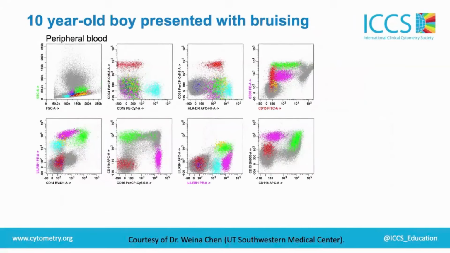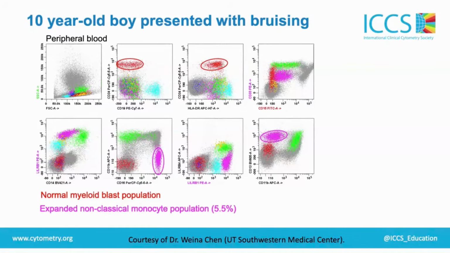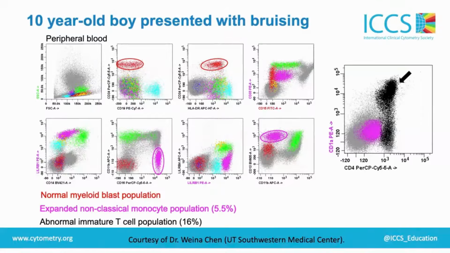This is a 10-year-old boy presenting with thrombocytopenia and bruising. Flow cytometry showed a normal myeloid blast population. There is also an expanded non-classical monocyte population comprising 5.5% of the white cells, with expression of CD16, CD13, and decreased CD14. Most importantly, there is an abnormal T lymphoblastic population, representing 16% of the white cells, with expression of CD4 and CD1A. The patient was diagnosed with T lymphoblastic leukemia.